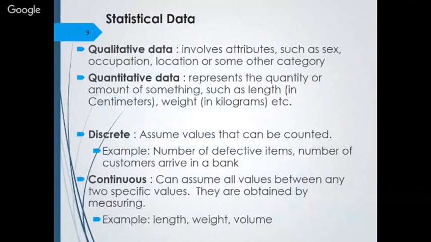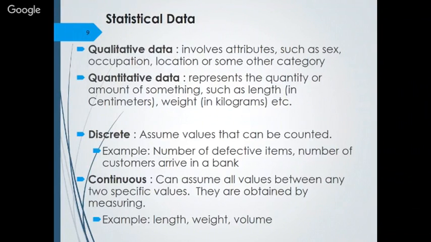So before going to the other descriptive analysis, we are required to understand the types of statistical data. Okay, there are different types of statistical data. So the first classification is qualitative and quantitative data. Qualitative data involves attributes such as sex, occupation, location, or some other categories. Simply saying, this type of data is a categorical variable. Categorical means we are simply assigning some values for representing some characteristics.